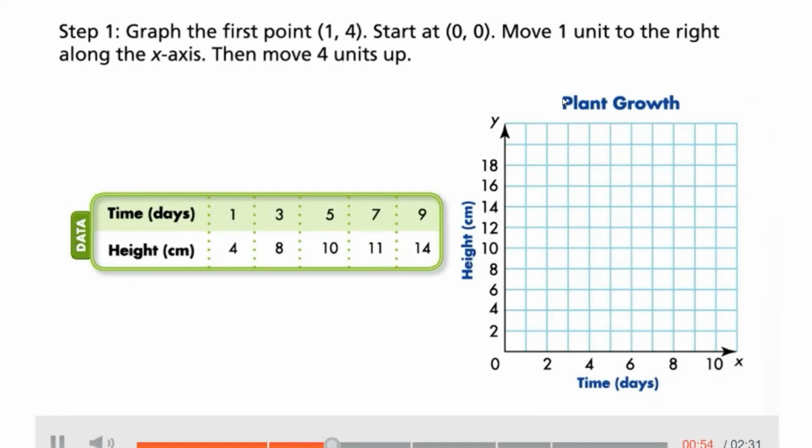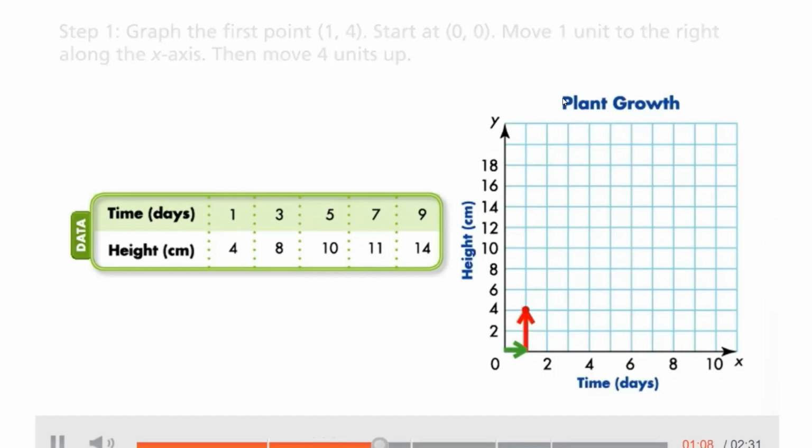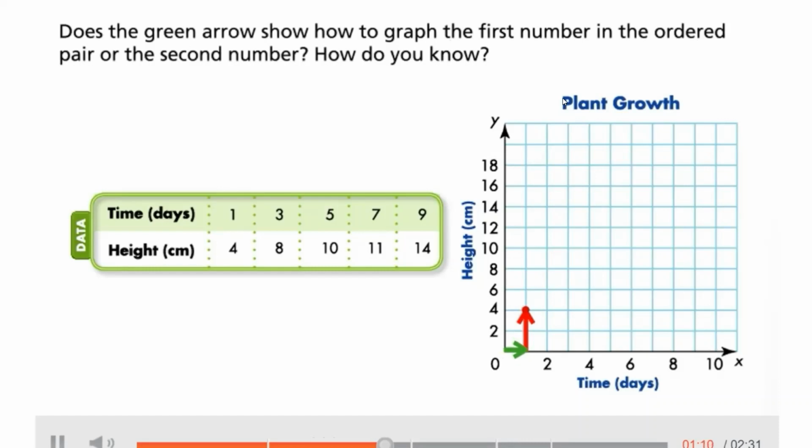Step 1. Graph the first point, 1, 4. Start at 0, 0. Move 1 unit to the right along the x-axis. Then move 4 units up. Does the green arrow show how to graph the first number in the ordered pair or the second number? How do you know?